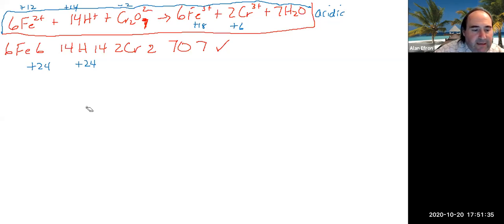Now, we sometimes balance these guys not necessarily in acidic conditions, but sometimes we do need to balance them in basic conditions. And if we balance them in basic conditions, we do need to do one more step. So I'll put a little line here.